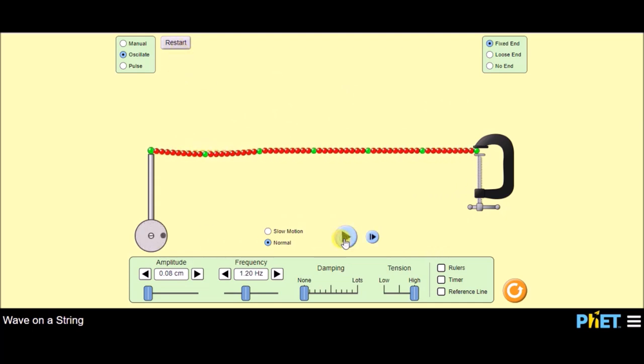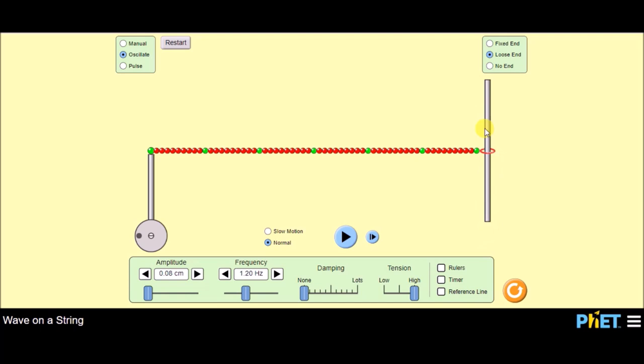Now let us pause it, and next we shall see what happens if the other end is loose. Now here is the loose end. Here the string is free to move up and down through this rod like structure. So it's not completely free. As you can see, it is sort of partially free, we can say, and there will be some reflection or something like that due to this one.